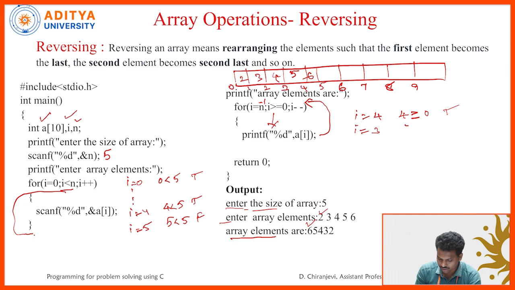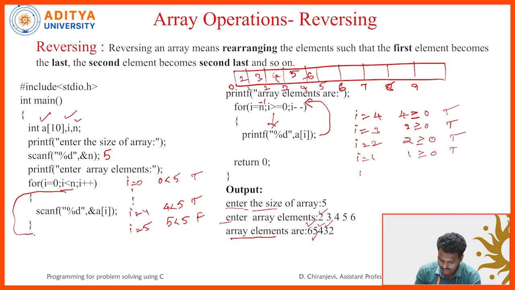you will get I value 3. Now 3 also greater than 0, so this is true. Now you will print a of 3 value, that is 5, so 5 is displayed. After that again I minus minus, I value 2, so 2 greater than or equal to 0, that is true. So a of 2 value, that is 4, 4 is printed. After that again I minus minus, I equal to 1, so 1 greater than or equal to 0, so that is true. So a of 1 will be printed, a of 1 is 3, so 3 will be displayed.